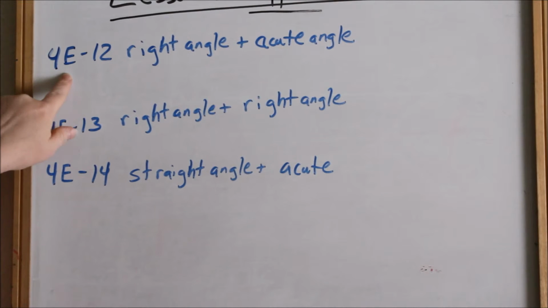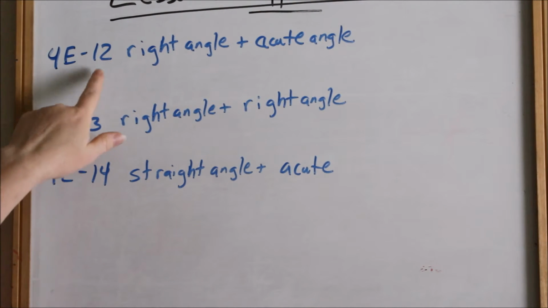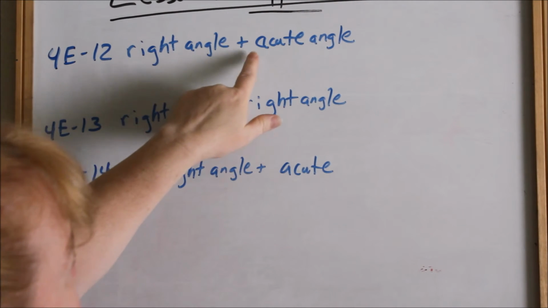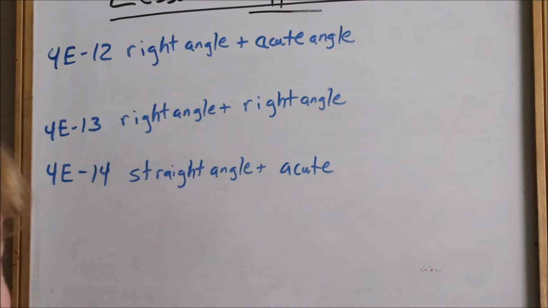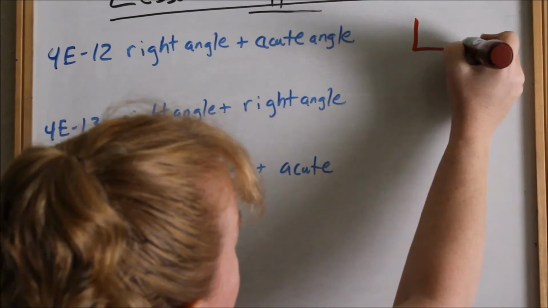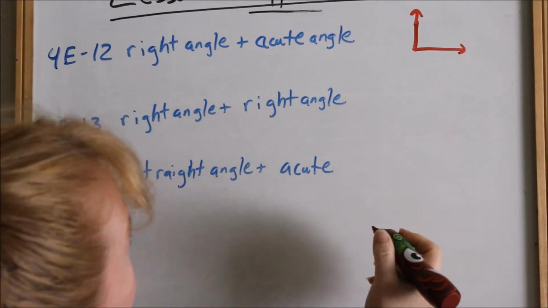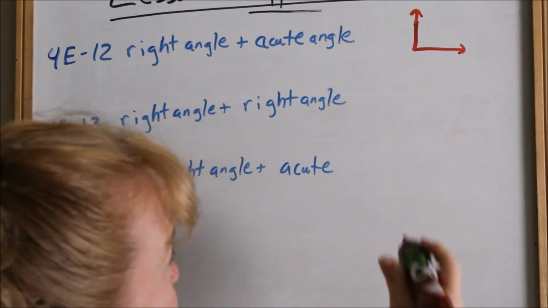Okay, we're looking at 4E number 12 and number 13 and 14. So on 4E number 12, it says a right angle plus an acute angle makes what kind of angle? If you're not sure, the best thing I can tell you is to draw it. Okay, so we have a right angle. Remember, a right angle is 90 degrees. That's a right angle. Then we're going to add an acute angle. Acute means smaller than 90.